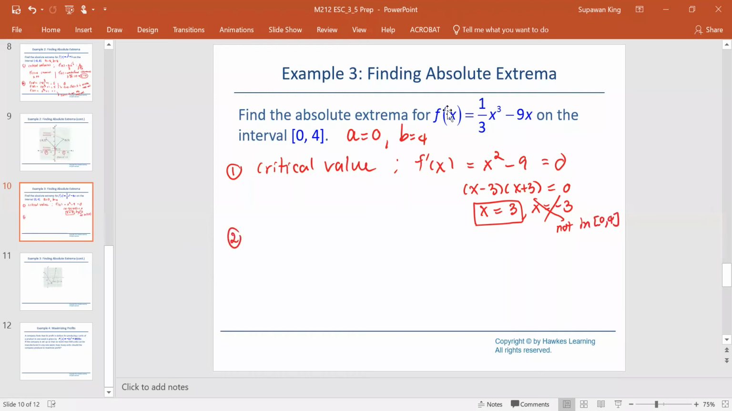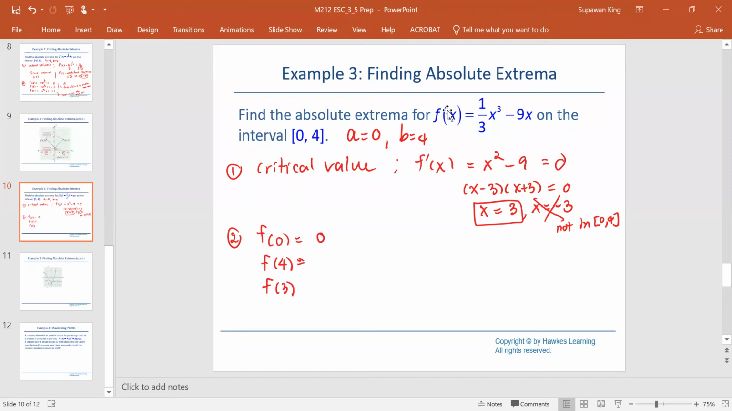Step 2, evaluate the function value at two endpoints and the critical value. So f at 0, f at 4, and f at 3. f at 0, we get 0.